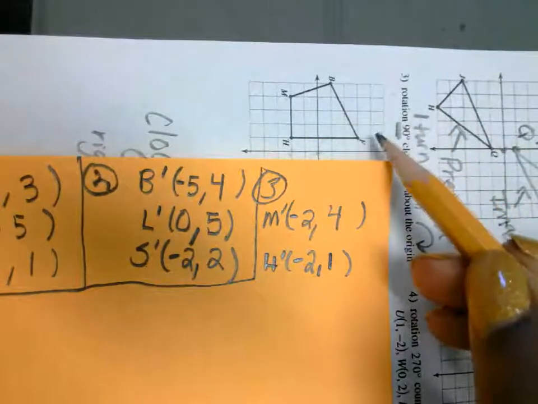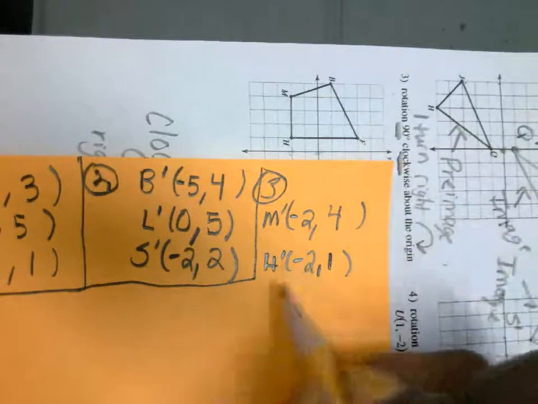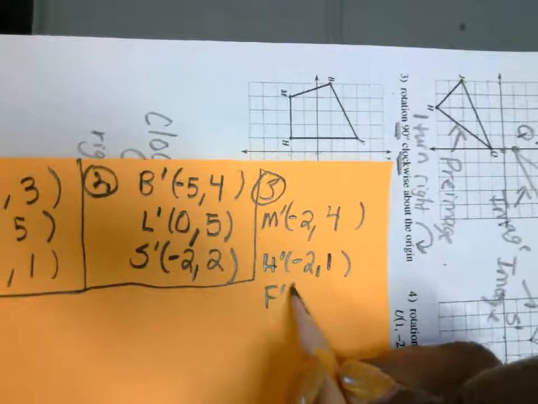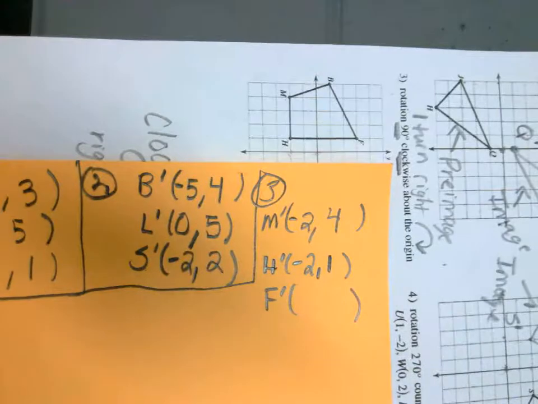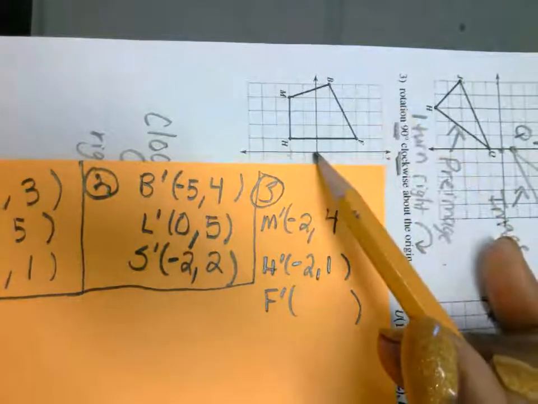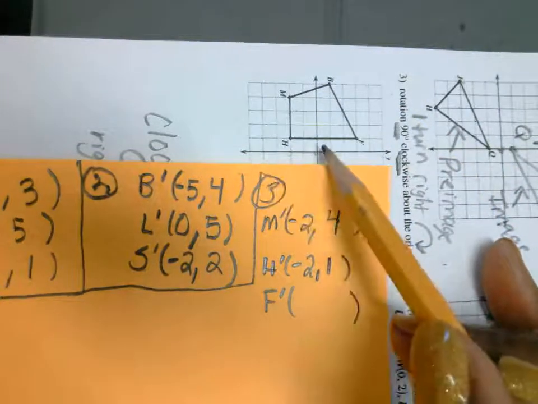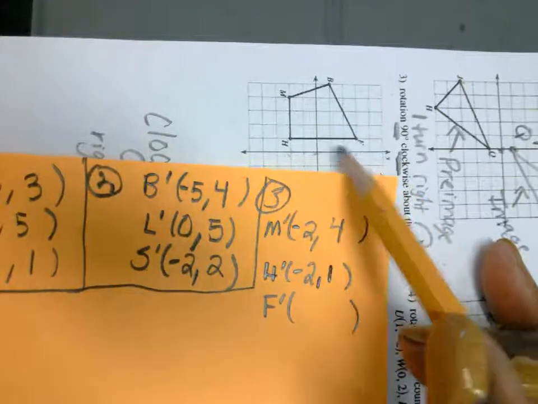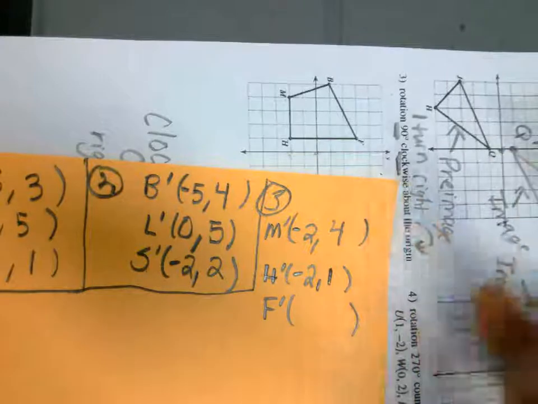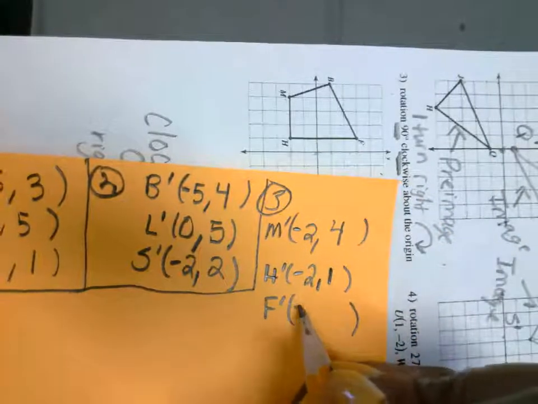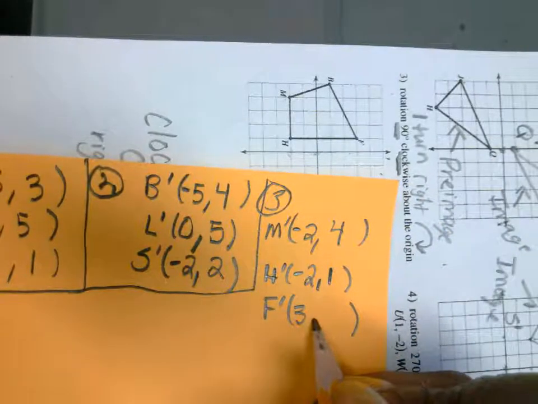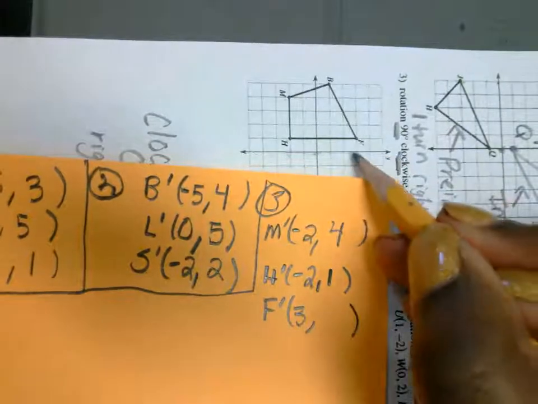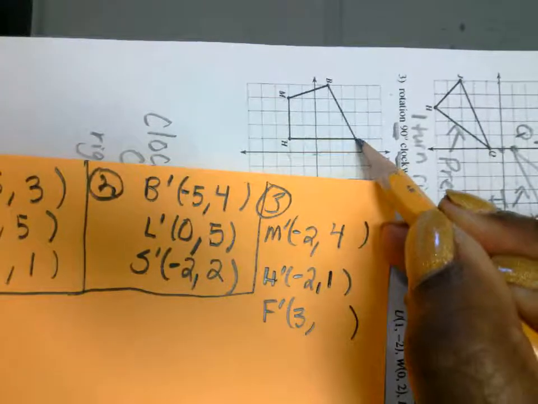What letter is that? Is that F? That's F, right? Okay. So let's do F prime. Start at the origin. Am I going to the left or am I going to the right to get to F? Right. How many times? 3. That's +3. And up 1. +3, up 1.